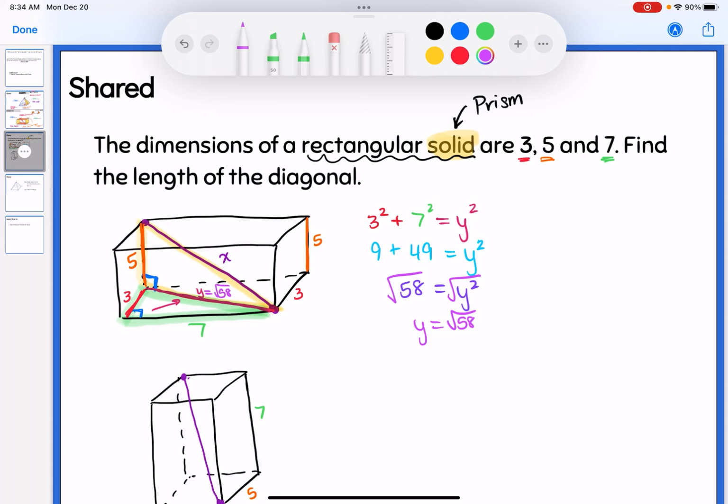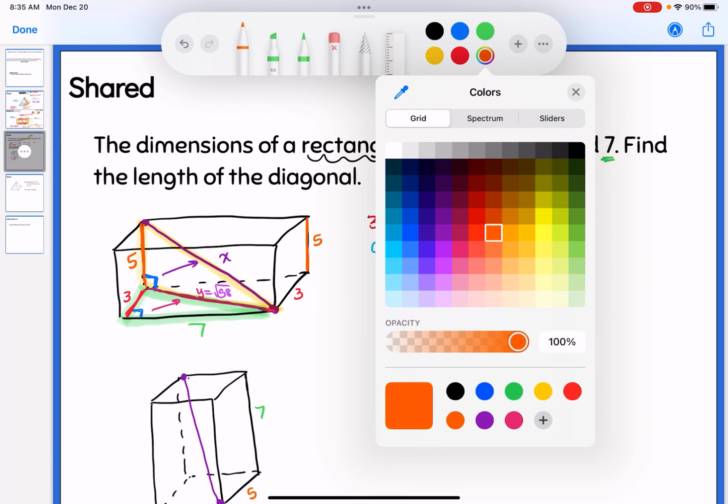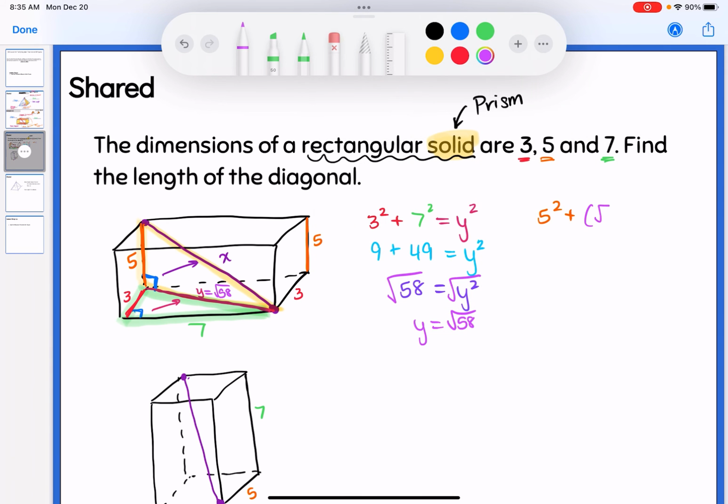I'm not trying to find y. I don't want the base diagonal. I want the diagonal of the prism. So I'm just going to leave it like that and work with it a little bit until I get to my final answer. And if I still have a radical at the end, that's when I'm going to reduce it. So now I have everything I need to go to my yellow triangle that I wanted, right? So again, that x is across from the right angle, so x is c, right? So I have 5 squared plus the square root of 58 squared equals x squared.